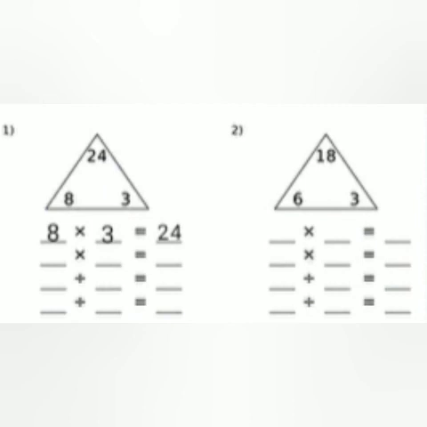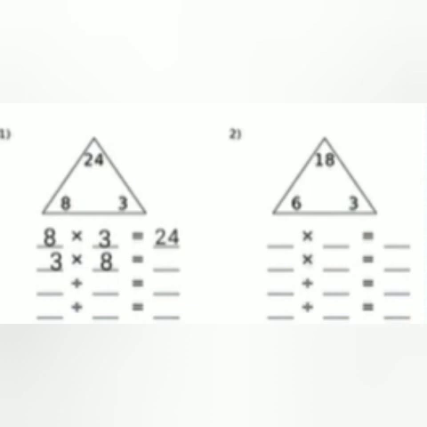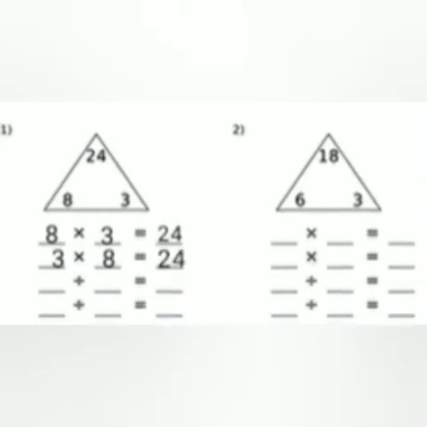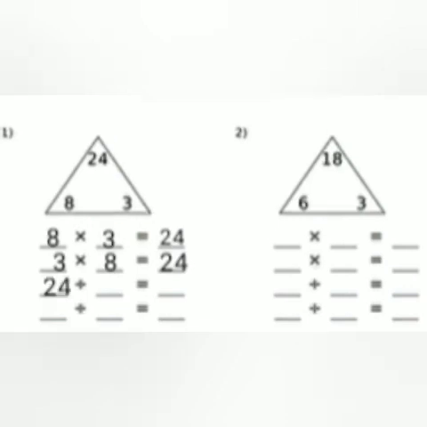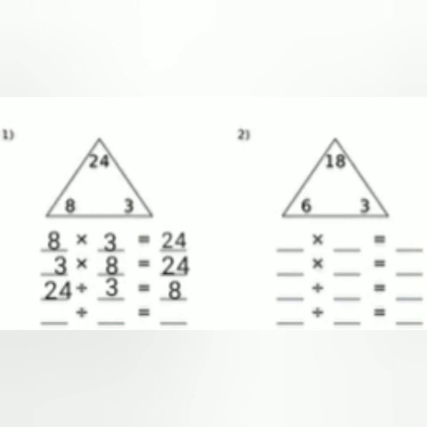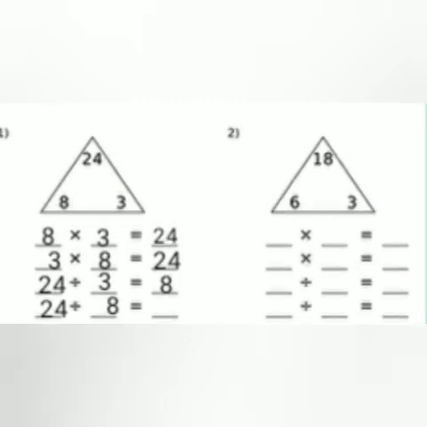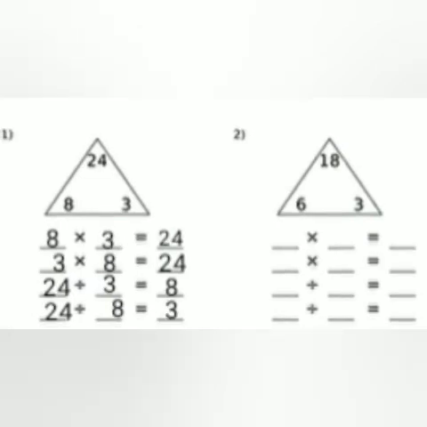So we're going to start with 3 times 8 equals 24. For division we start with the biggest number, which is 24, divided by 3 equals 8. Again, start with 24 and we just change the next two numbers: 24 divided by 8 and 3. Let's take a look at the next one.